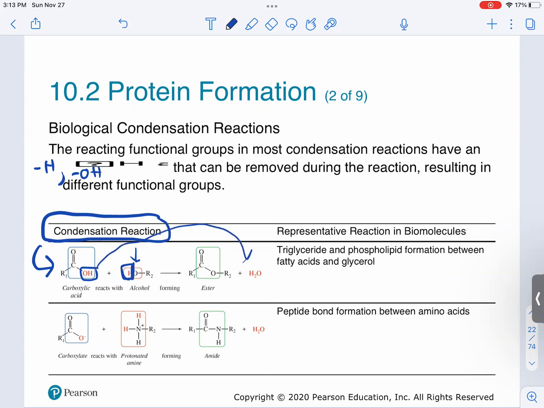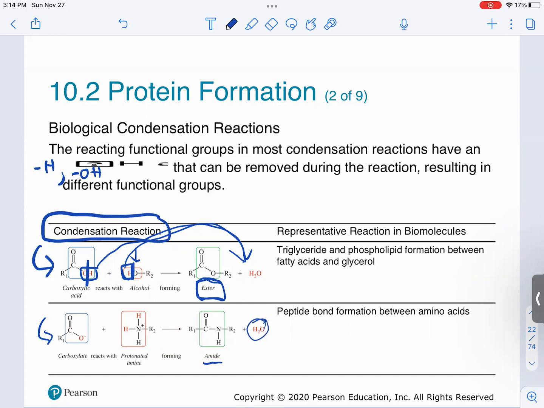So you've got that, and you see how the alcohol ends up being married to the rest of what was the carboxylic acid, and you formed something called an ester. Remember, we've talked about esters already. So you remember these general principles. And you can even see another example here with the carboxylate and a protonated amine reacting together, forming an amide, and of course water.